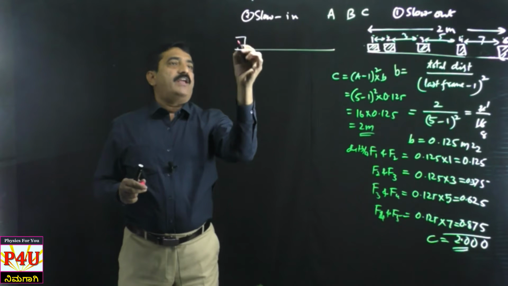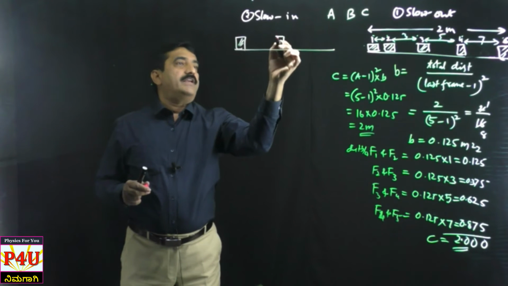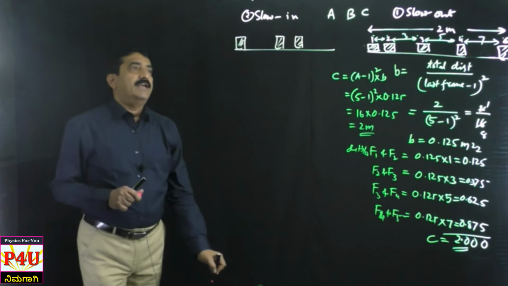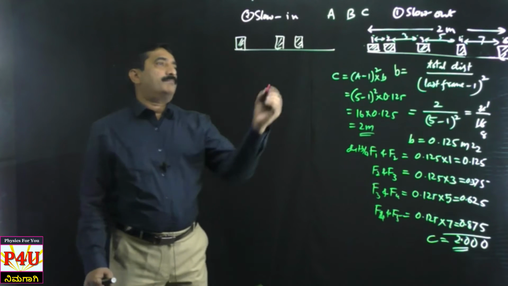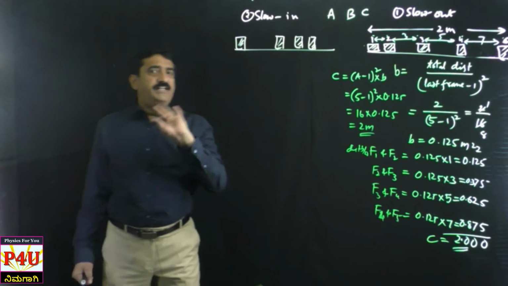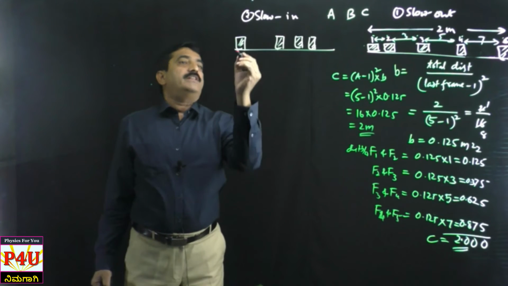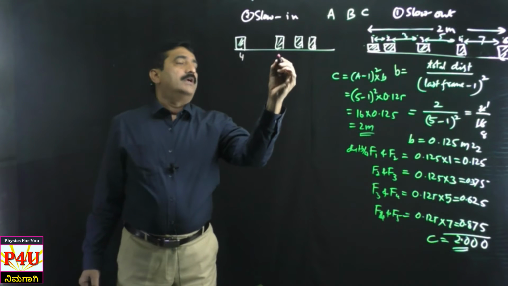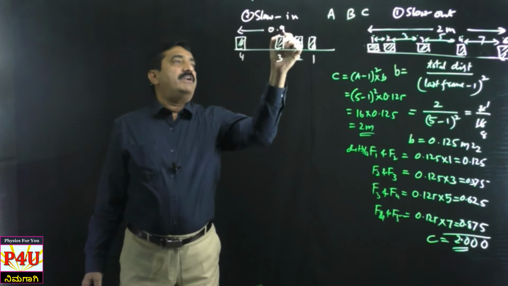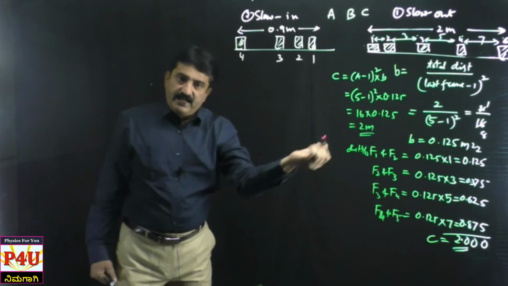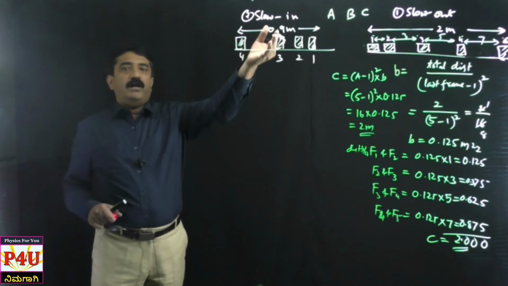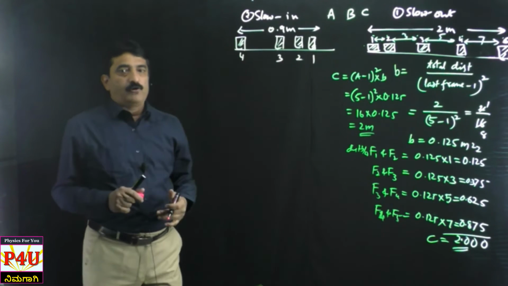Initially I have a frame here, later on here more spacing, and later on the spacing keeps decreasing. Just for the sake of calculation purpose, I take only 4 frames. You can take any number of frames. It is not a big issue at all. This is my frame number 4, 3, 2, 1, and assume that the total distance traveled is 0.9 meter. It can be anything. I just take a simple example, that's all. We can change the values and do the calculations in the numerical problem section.